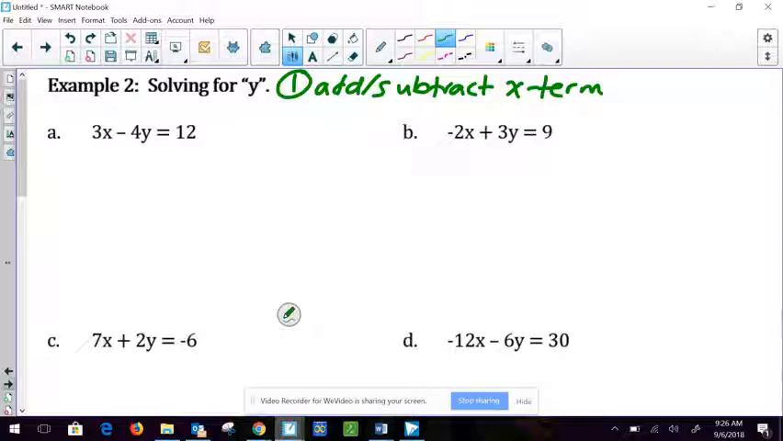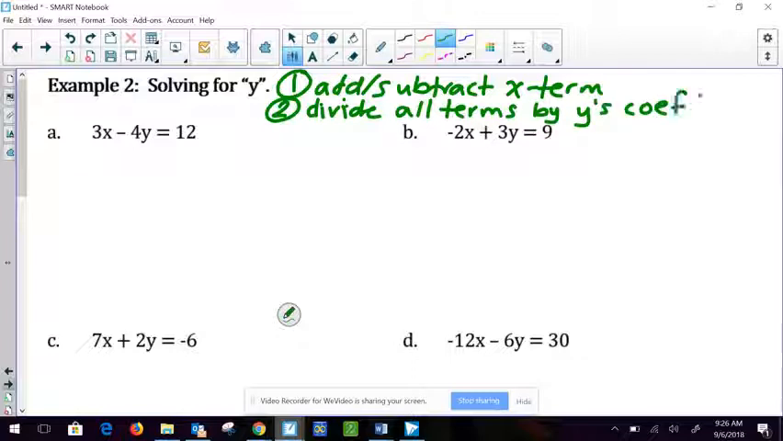We add or subtract the x term because we're moving the entire piece to the other side. After you get done doing that, you are going to do step 2, which is divide every single term by whatever number is in front of y. So we divide all terms by y's coefficient. Let's go ahead and see how those steps look.